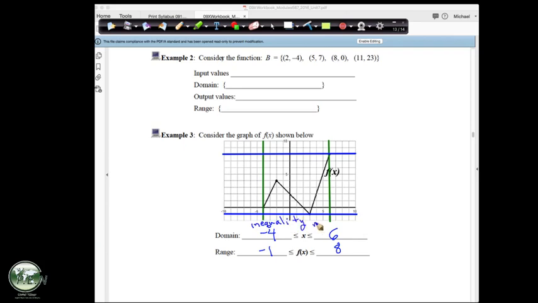Could you do the range one more time, please? Sure. We go from the bottom all the way to the top. And so with the bottom, we're reading the y value is -1. Okay. And at the top, the y value, again, always looking at y values with the range, is 8. 5, 6, 7, 8.